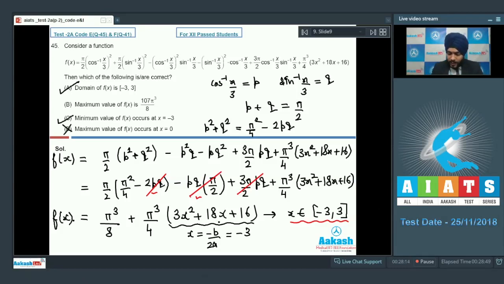Maximum value of f(x) is, put x equal to 3 over here, f of 3 will come out to be equal to pi cube by 8 plus 97 pi cube by 4, and that is definitely not equal to 107 pi cube by 8. So this is wrong. Final answer of this question, AC. A little bit lengthy problem, but if you make proper substitutions involving inverse trigonometric formulas, the very basic ones, you'll do this question very easily. Okay, let us move on to the next section.